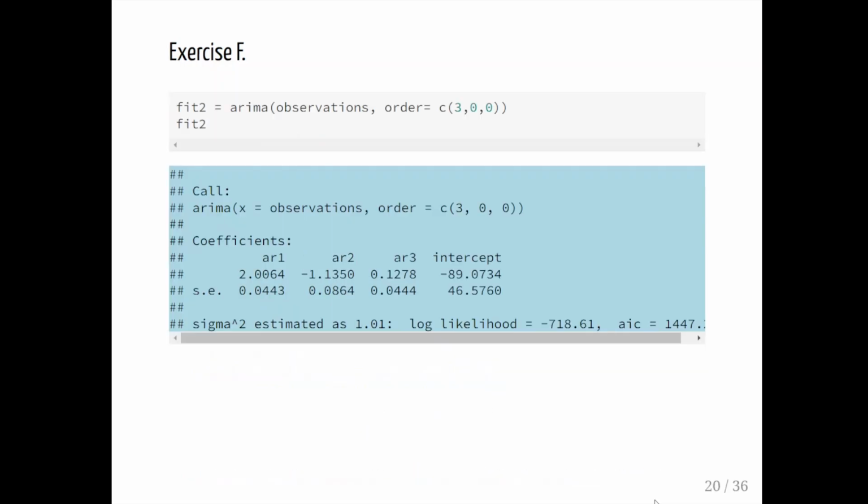We are here. So we are fitting three models to our observed data set. This is the AR1 data, a data set that we create called observations. We're using ARMA as the function to fit these models, and we're fitting three models. This is our AR1 model, fit 1, the AR3 model, fit 2, and the ARMA11 model, which is fit 3.